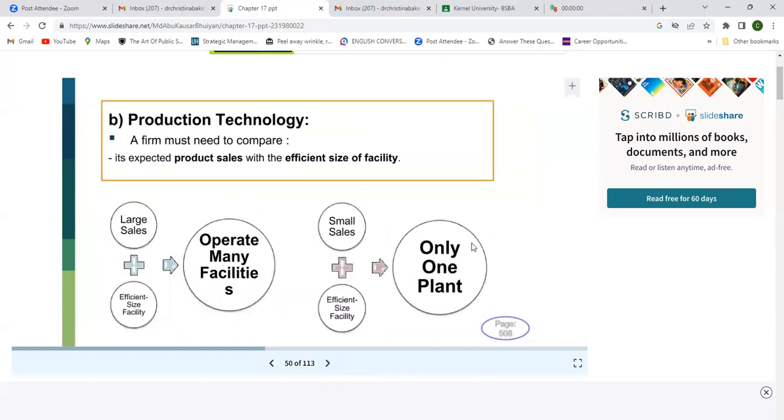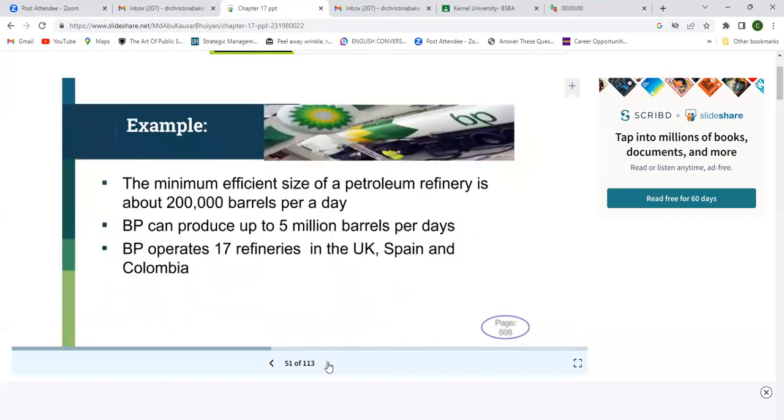Production technology: a firm needs to compare its expected product sales with the efficient size of a facility. An example is that the minimum efficient size of a petroleum refinery is about 200,000 barrels a day. BP can produce about 5 million barrels per day, and BP operates 17 refineries, in the UK, Spain, and Colombia.